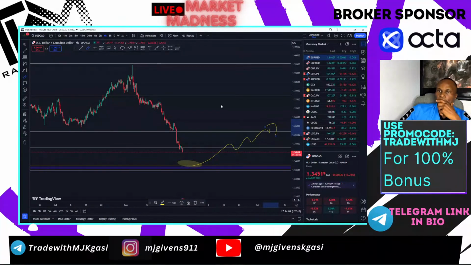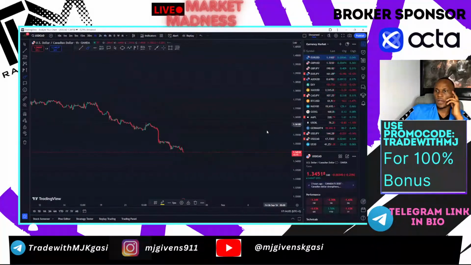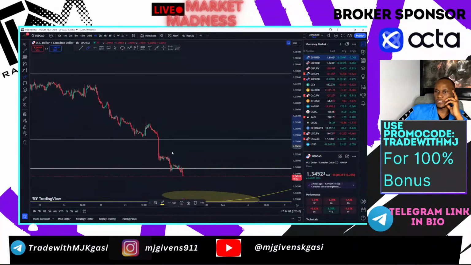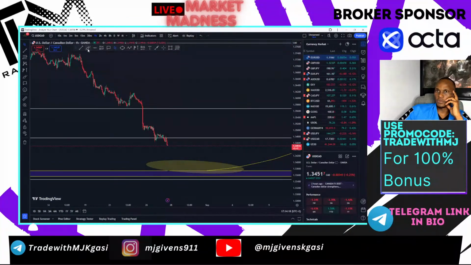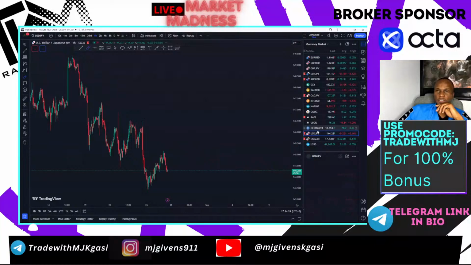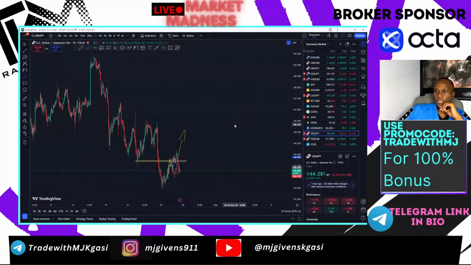Okay, on 1 hour, still on a downward trend. There's nothing much on this. It has to switch from coming downwards to upwards. Then we can look for buying opportunities from there. That is USD CAD.